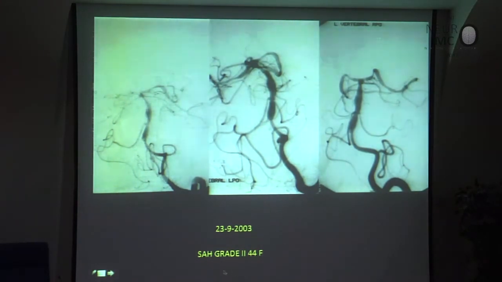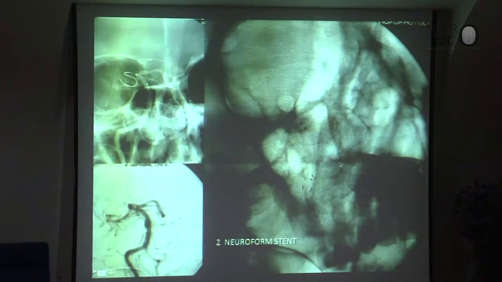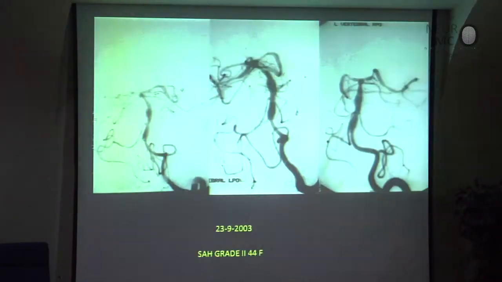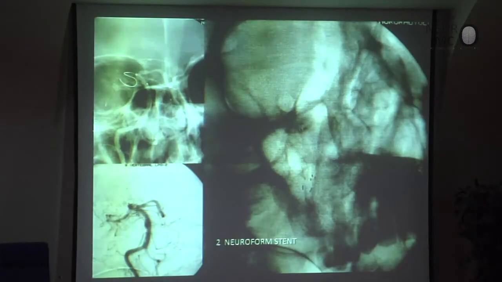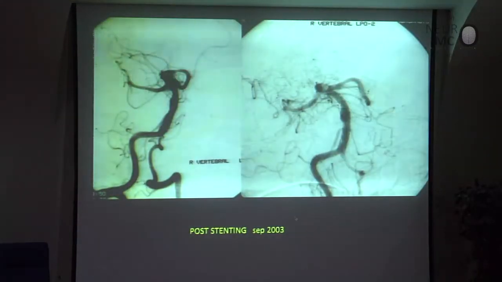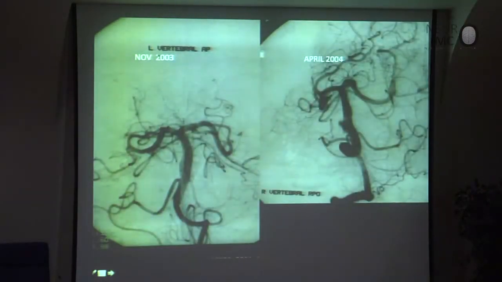Like this, the ruptured 44-year-old lady. Because of that enlargement, we decided to put in 2 Neuroforms, I think, in 2003. Yeah, 2003. We believed that the 2 telescopic stents would prevent enlargement. Look at that. This is the post-stenting. No change, of course. This is in November of the same year. Look at that. In April, something is happening here.